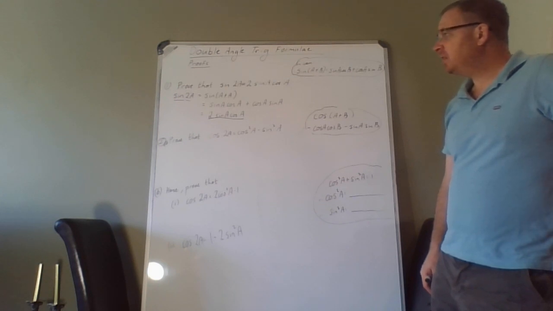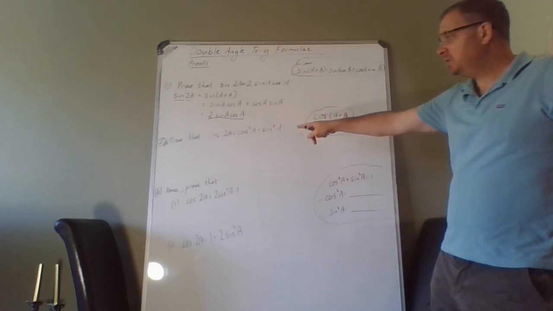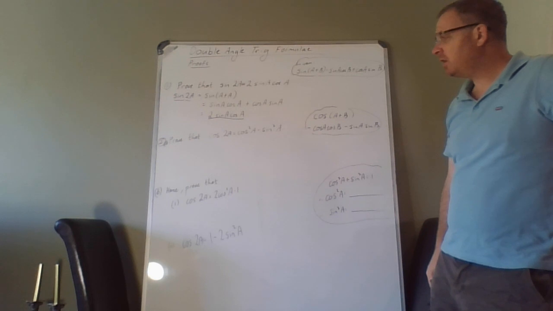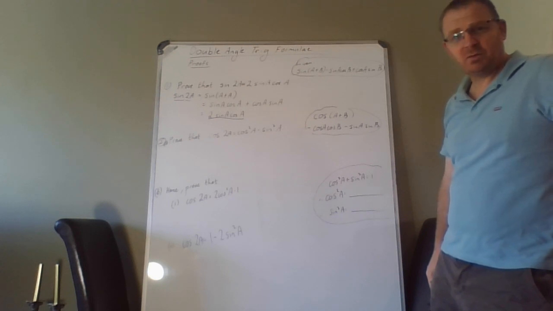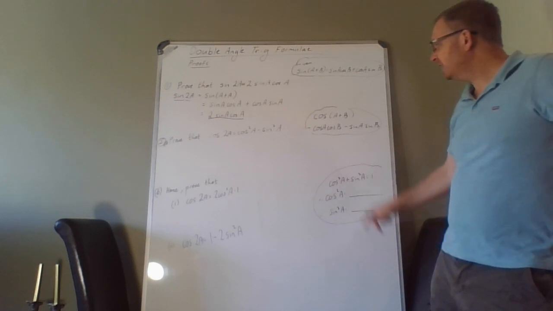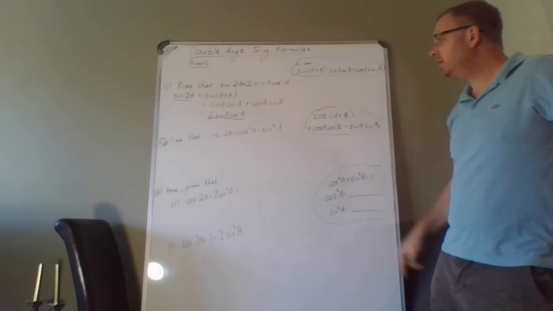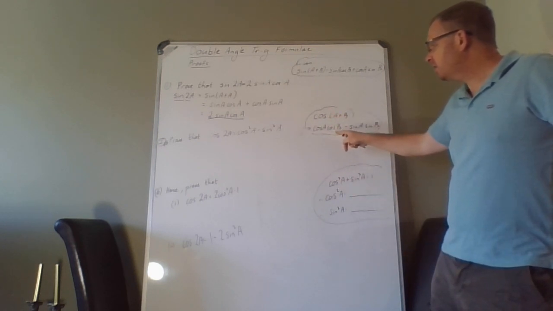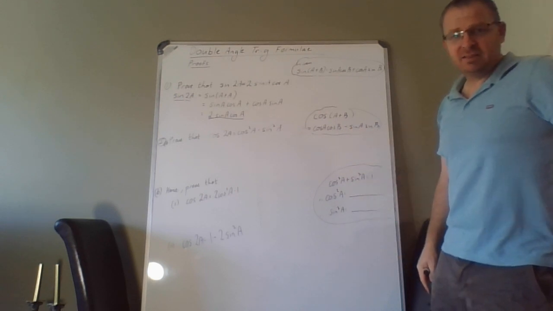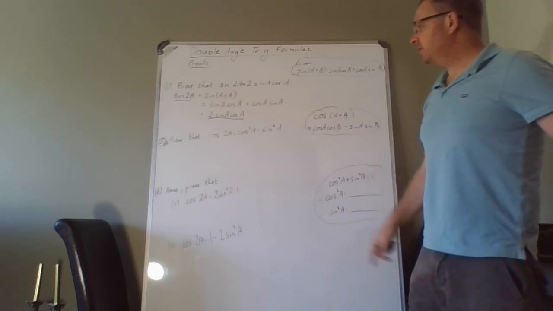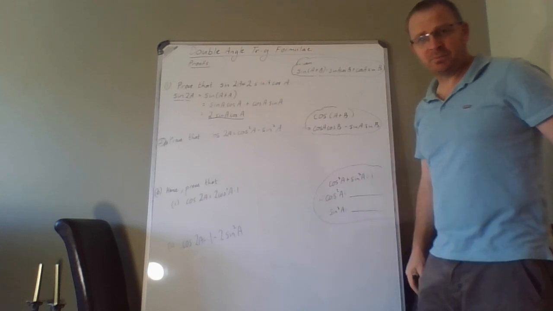Right. So using similar logic to what we did in number 1, I want you to try prove number 2. Prove that cos 2A is equal to cos squared A minus sine squared A. Now we're going to be using the cos compound angle formula, which is that cos A plus B is cos A cos B minus sine A sine B. Right, give that a go.